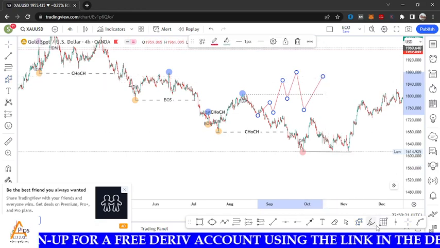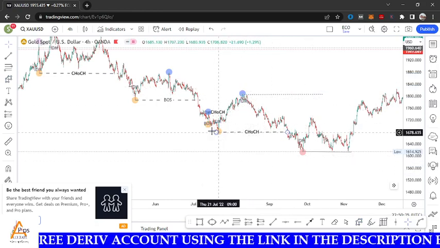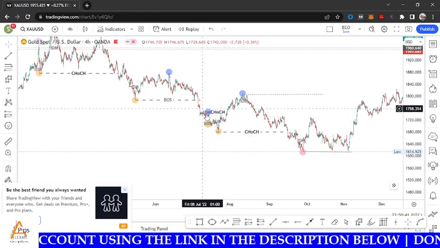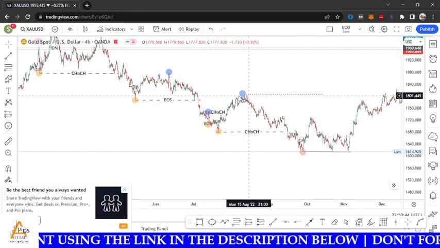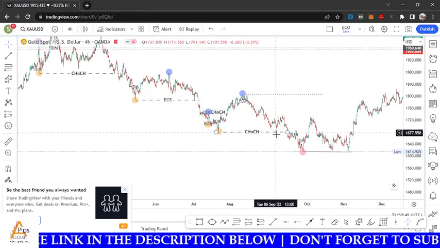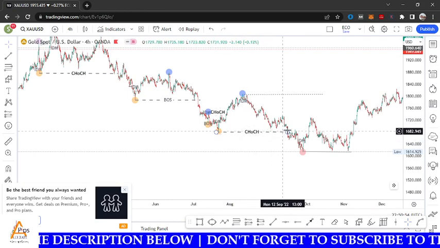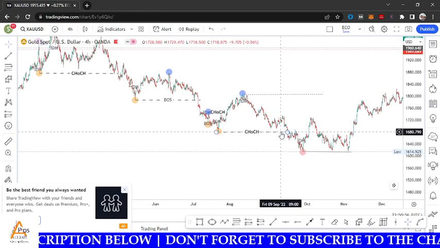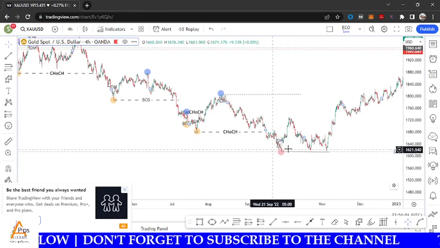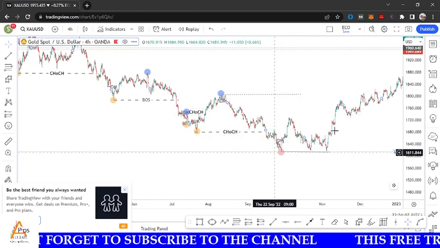But that didn't happen. Rather, price came down and took out the recently formed low, and we know that we had already changed into a bullish trend. So since we changed character into a bullish trend, and now we are taking out the recent low, it means that we have changed character back into the bearish market, and all that we need to do is to continue to look for sells until we see another change.